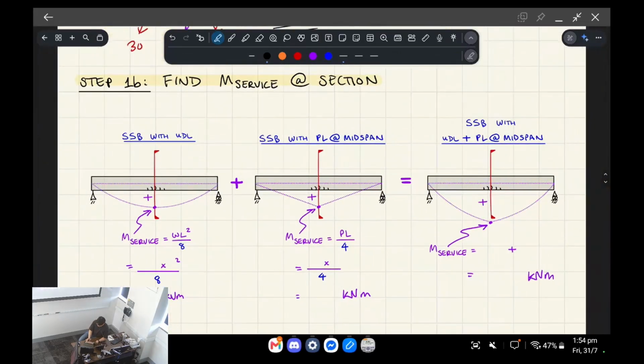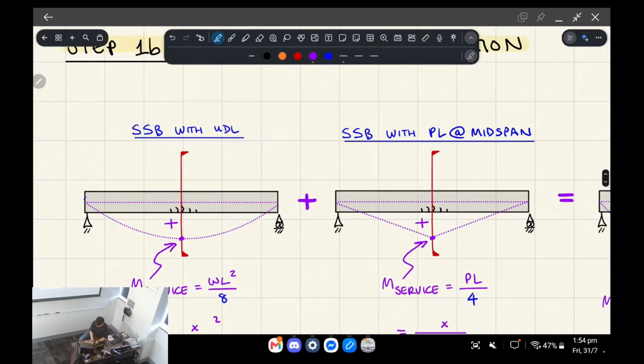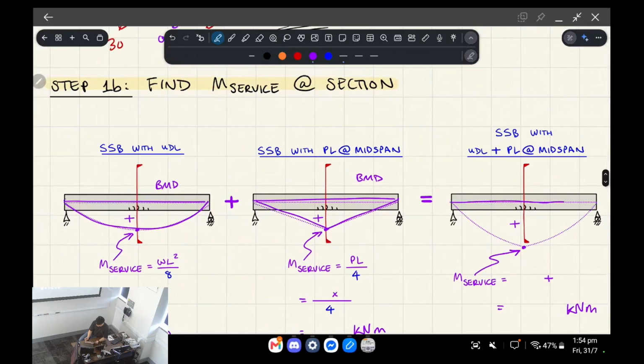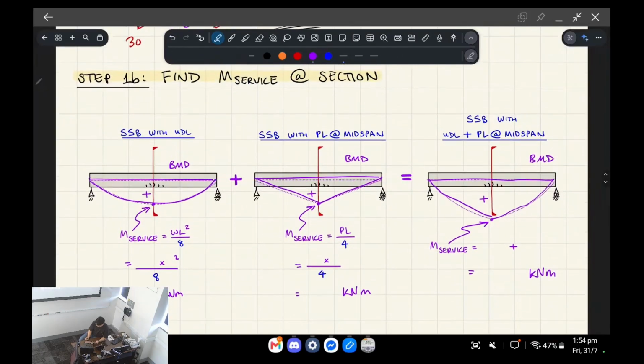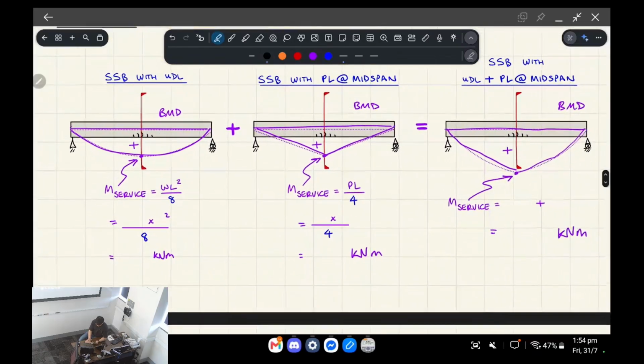So what we're going to do is basically apply superposition. These are the bending moment diagrams, right? What you can see in purple here is a bending moment diagram, and this is a bending moment diagram, right? What we're saying is that this parabola plus the triangle is going to give us this kind of mixed triangle parabola thing, right? And when you add the bending moments together, you'll get the bending moment when you apply both the loads, right? So you add the shapes together, basically.